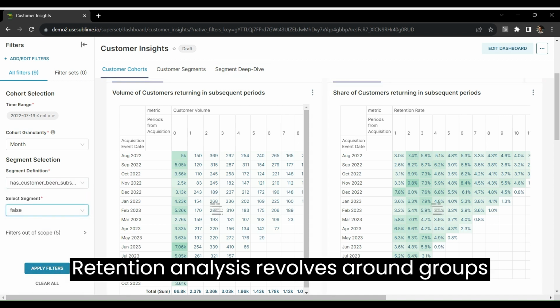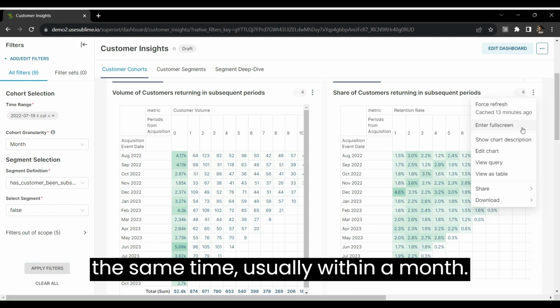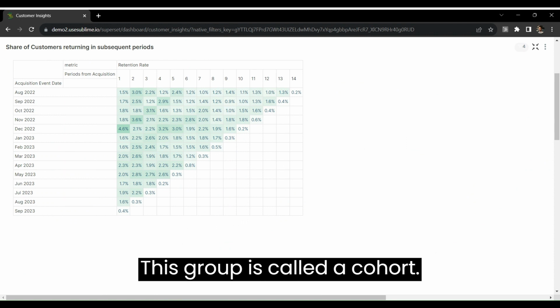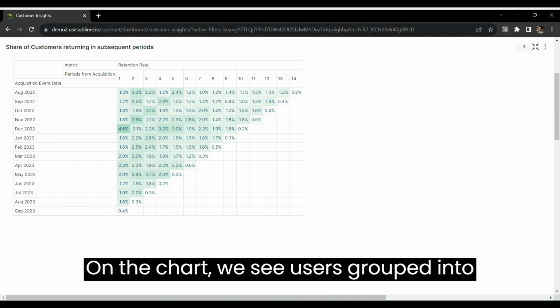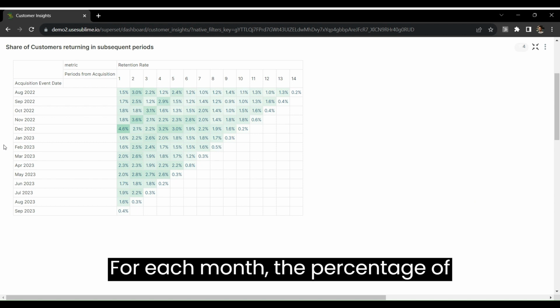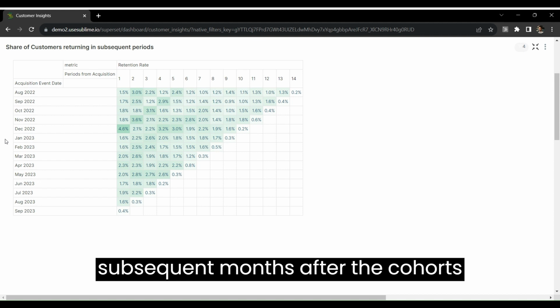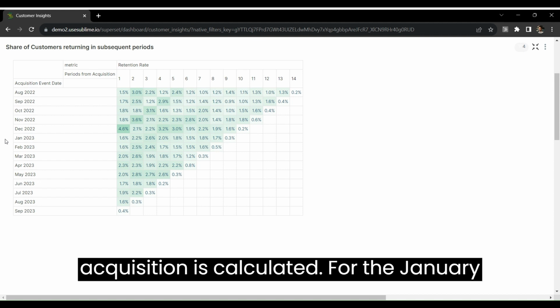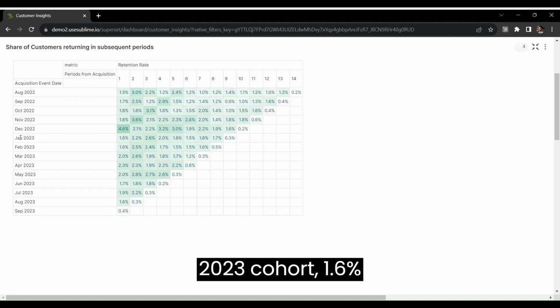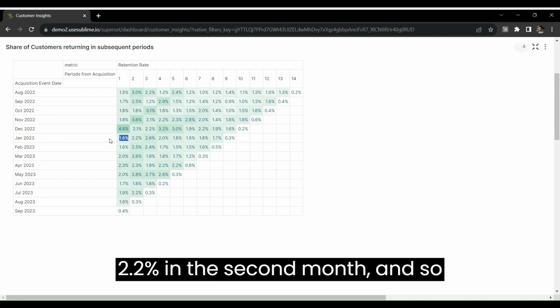Retention analysis revolves around groups of users who made their first purchase at the same time, usually within a month. This group is called a cohort. On the chart, we see users grouped into monthly cohorts. For each month, the percentage of customers who made a purchase in the subsequent months after the cohort's acquisition is calculated. For the January 2023 cohort, 1.6% of users returned in the first month, 2.2% in the second month, and so on.